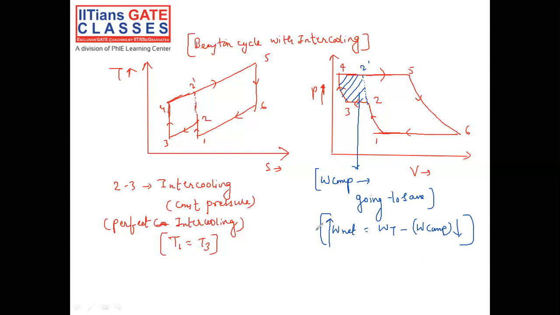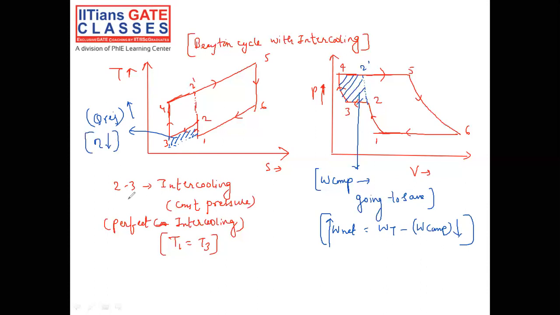In a gas turbine plant, the motto is not to increase the efficiency. The motto is to increase the net work output from the total plant. But the disadvantage of the Brayton cycle with intercooling is that you can see the net heat rejection is going to be increased by this much portion. The heat rejection is going to increase. So due to this phenomenon, the efficiency of the cycle will decrease.